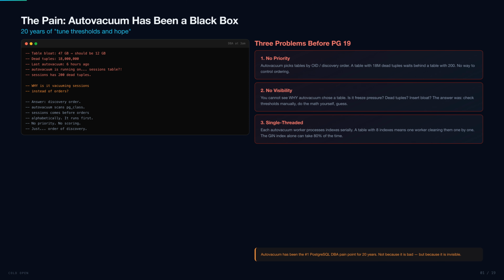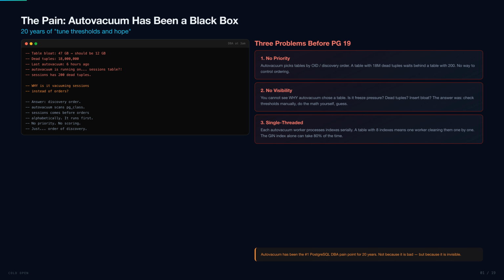Let me show you the 3 problems that every PostgreSQL DBA has felt. Problem 1, no priority. Autovacuum scans pg_class and picks tables in OID or discovery order. A table with 18 million dead tuples waits behind a table with 200. You cannot control this. Problem 2, no visibility. Why did Autovacuum choose that table? Is it freeze pressure? Dead tuples? Insert bloat? The answer was, check thresholds manually, do the math yourself, guess.